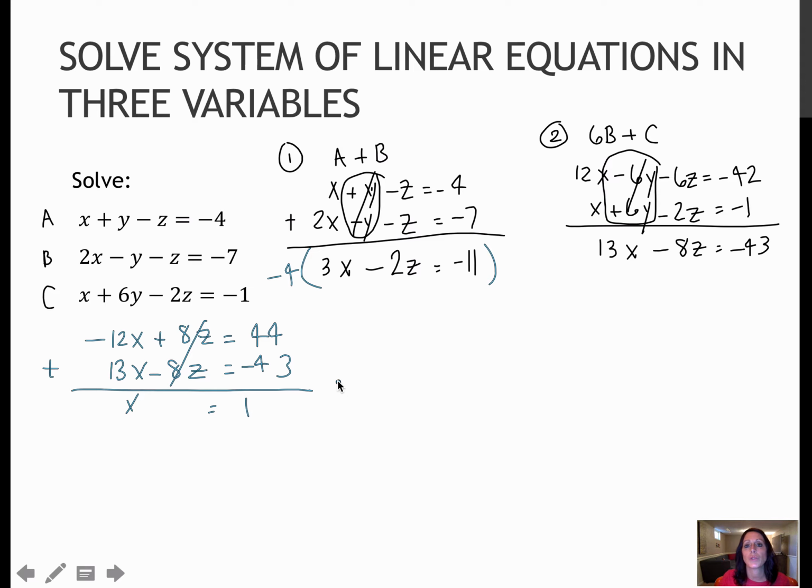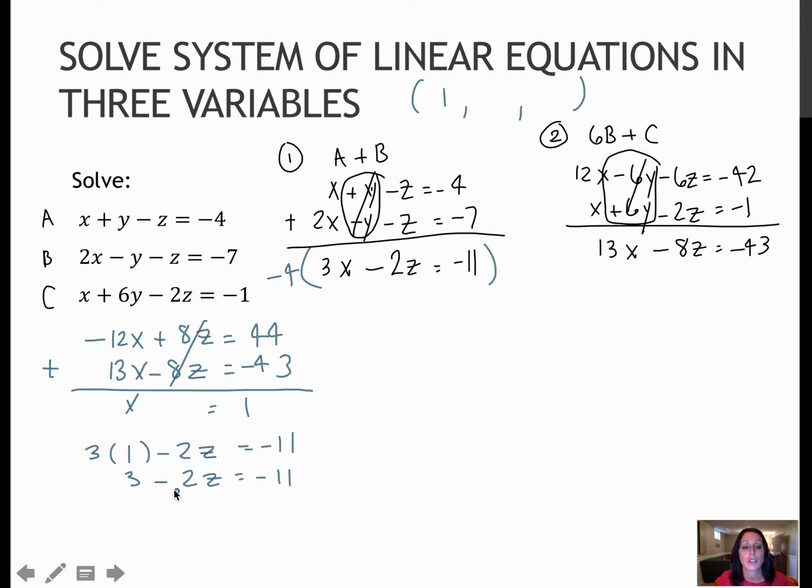So in my ordered triple, which is my solution, I'm going to have an x, y, z. I've just found the x value of 1. What do I do with that? I take 1 and I plug it back in to this equation or this equation or even this equation. So I'm going to choose this 3x minus 2z equals -11. I think I said y before, it's 2z. 3 times 1 is 3.